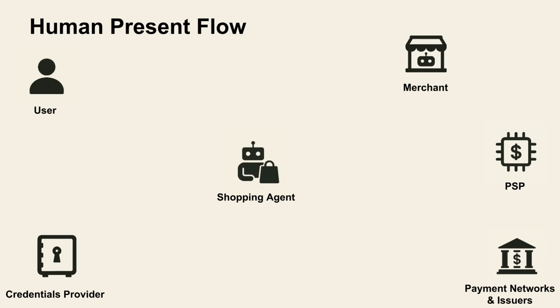We will now examine the human-present flow, where the user is actively involved in the transaction. Step 1. The user instructs the AI shopping agent to make a purchase. For example, buying a pizza from Domino's. Step 2. The shopping agent interacts with the merchant through the merchant's MCP endpoint, or AI agent, to create a cart with the requested order. In this interaction, data such as price, product availability, the user's address, delivery options, and others are exchanged.